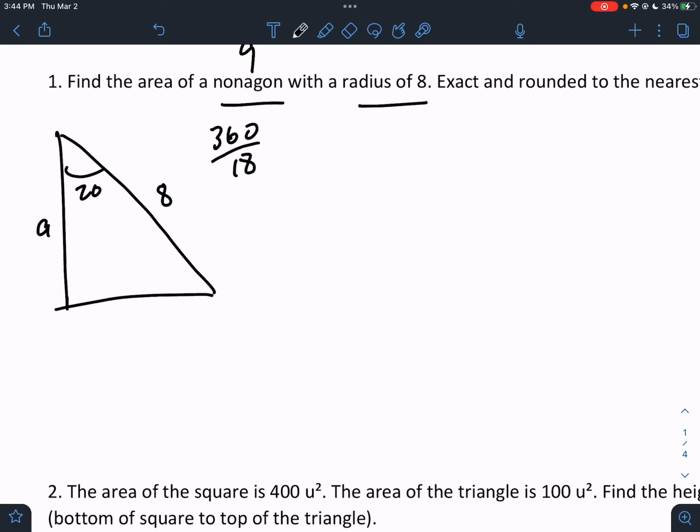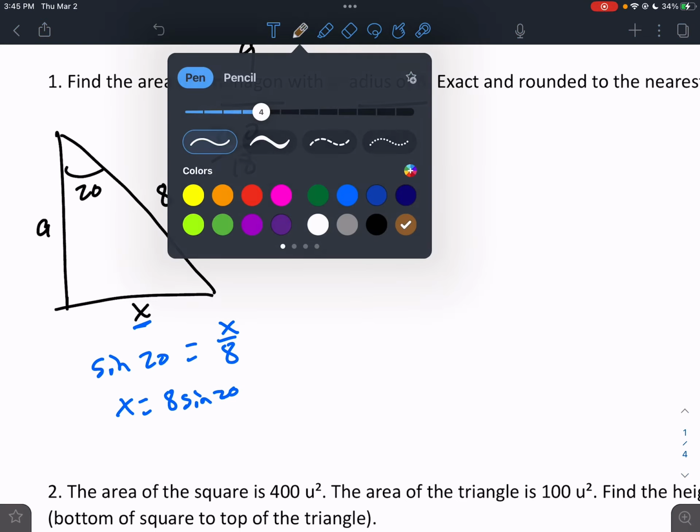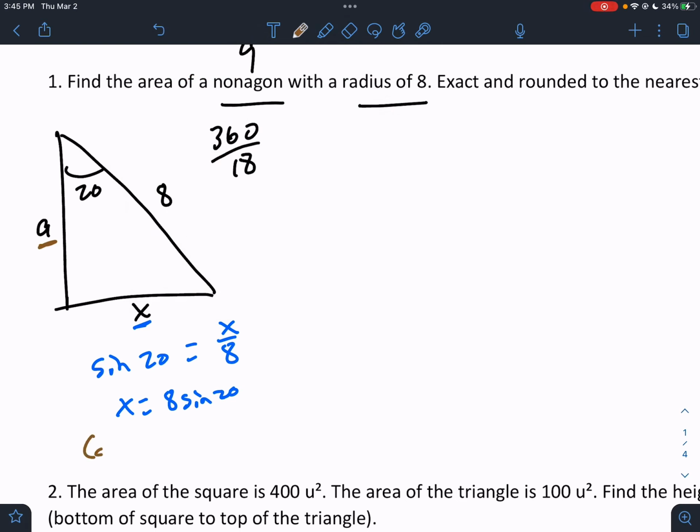So we need to find the apothem and the missing base. It's going to take 2 trigonometries to get there. So to solve for x, the sine of 20 degrees would equal opposite over hypotenuse. So x would be 8 sine 20. And the apothem would be the cosine of 20 equals apothem over 8. So the apothem would be 8 cosine 20.